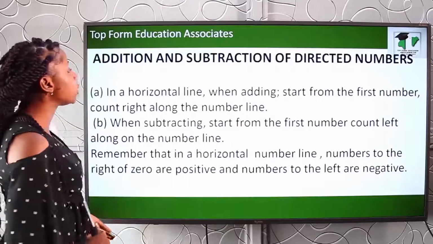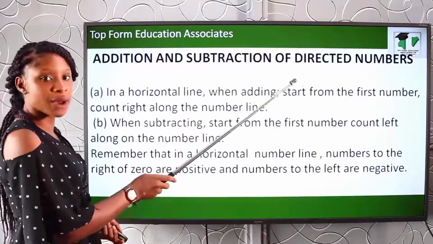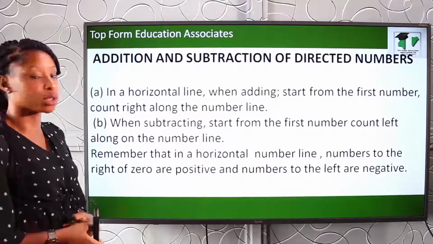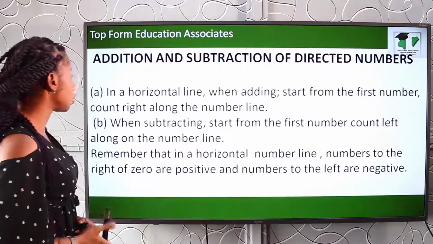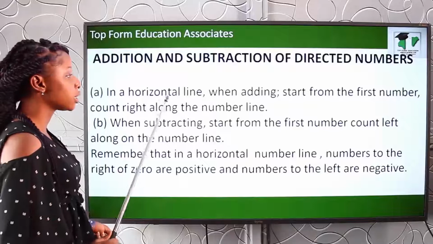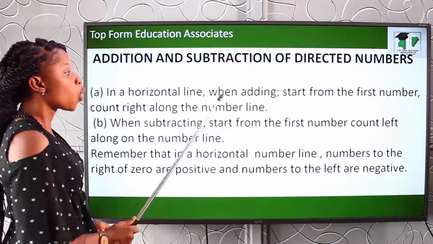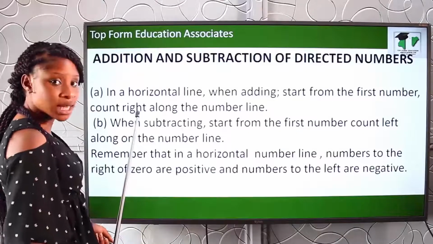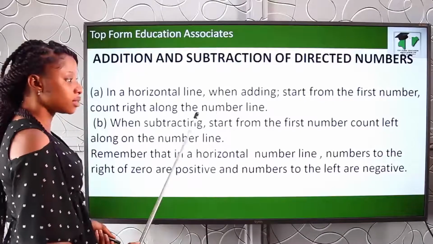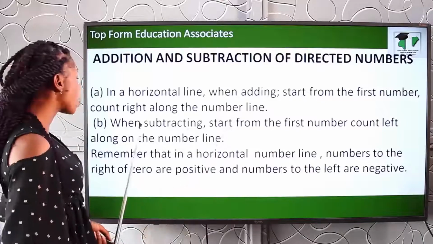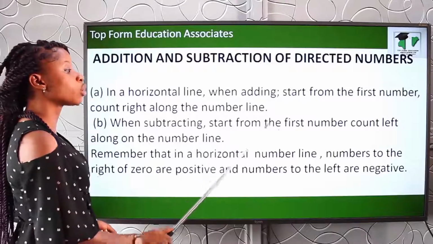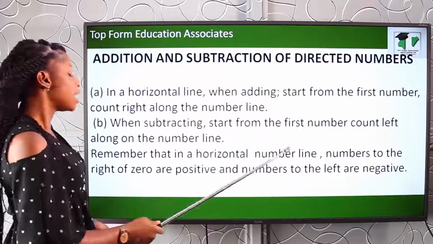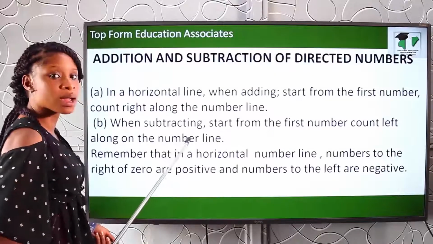Now, quickly, we'll be looking at addition and subtraction of directed numbers. We're going to move up a little to addition and subtraction of these directed numbers. Now, in a horizontal number line, when adding, you start from the first number and you count right. Take note of this. You count right along the number line. While when subtracting, you start from the first number, the number that you are supposed to subtract from, and you count left along the number line.